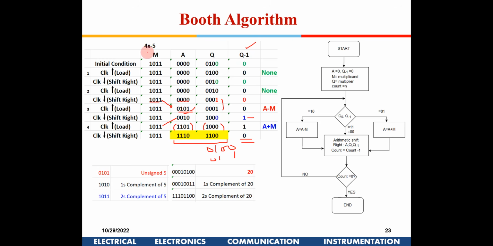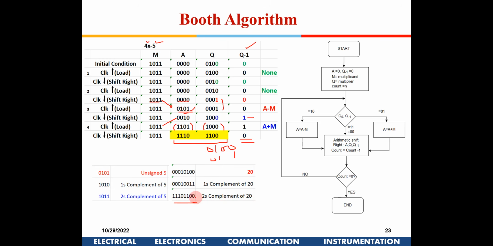So now if you see here, I am doing a 4 into minus 5, I should be getting a minus 20 out here. So does this correspond to minus 20? So you can take the 2's complement of it, right? 2's complement of 20, yeah. I am getting this. Okay.